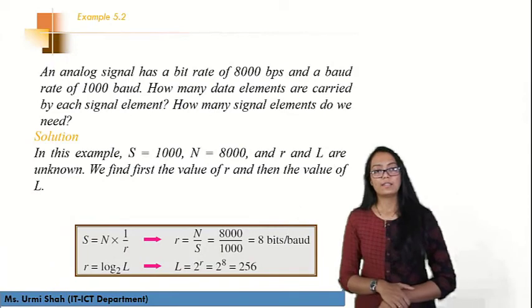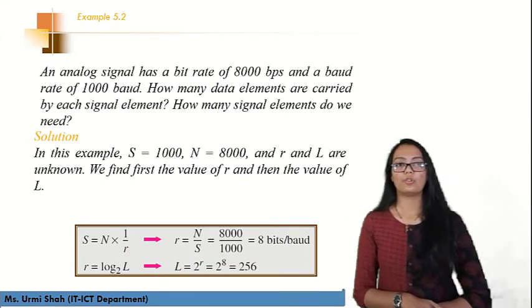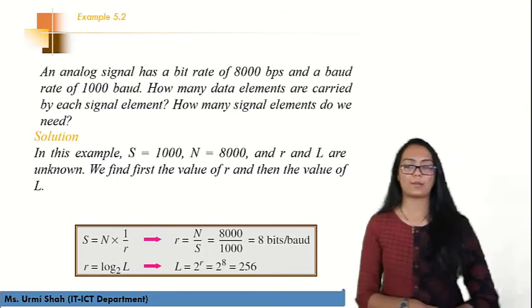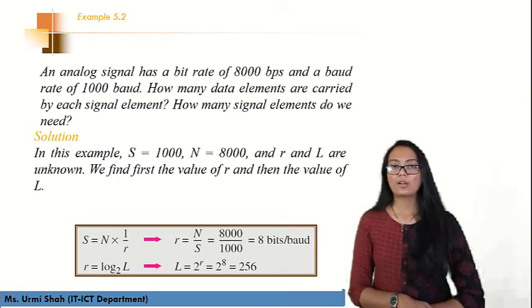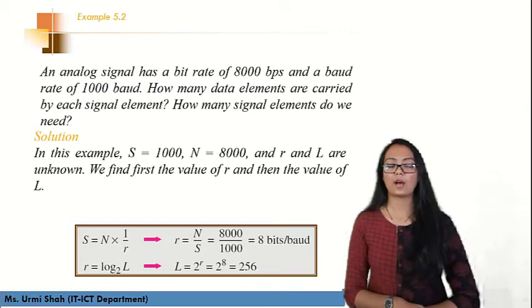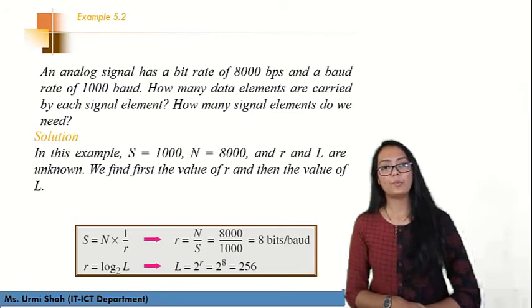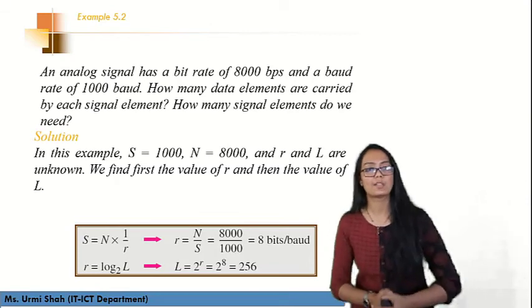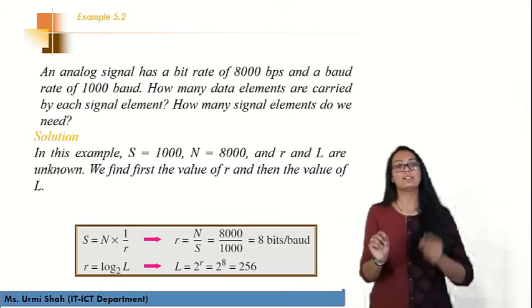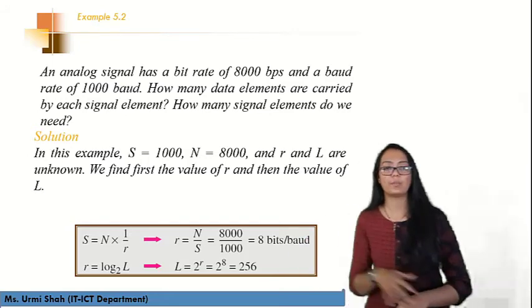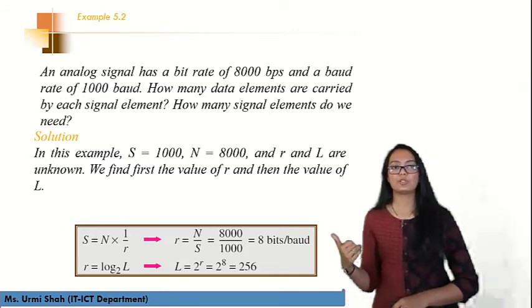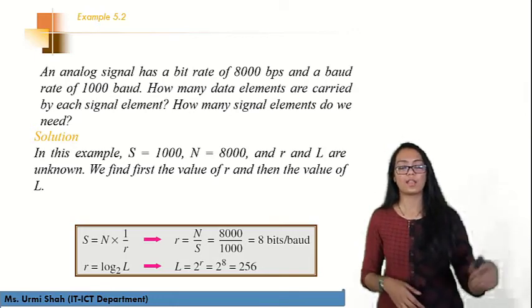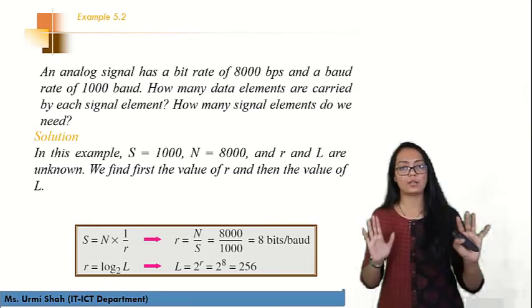Then another example is given over here in terms of baud rate. Let's understand this example. So basically an analog signal has a bit rate of 8000 bps and a baud rate of 1000 baud. How many data elements are carried by each signal element and how many signal elements do we need? So this is the question asked to all of you. Now firstly understand what the given parameters are. So the given parameters in this example are S is equal to 1000, N is equal to 8000. Now what is R and what is L? Those things are unknown to you.